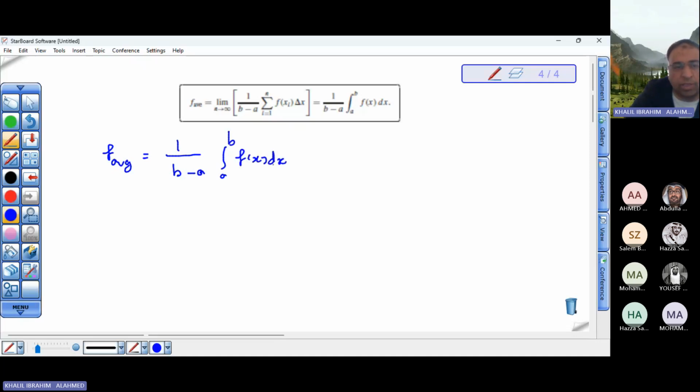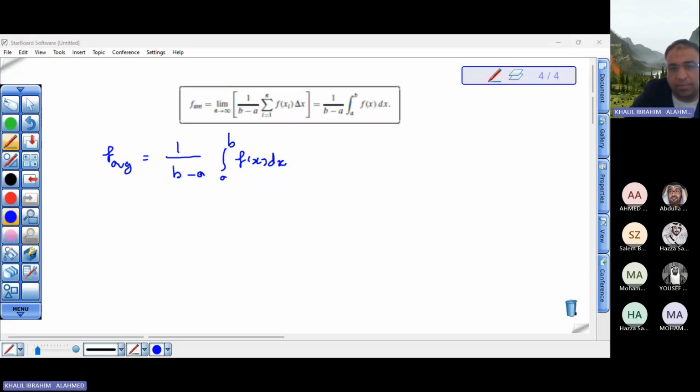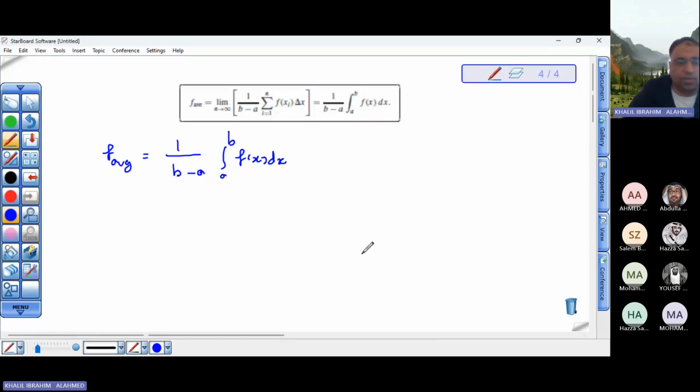This is the formula you should keep in your mind to use in solving the next example. For example, as you see here, compute the average value.